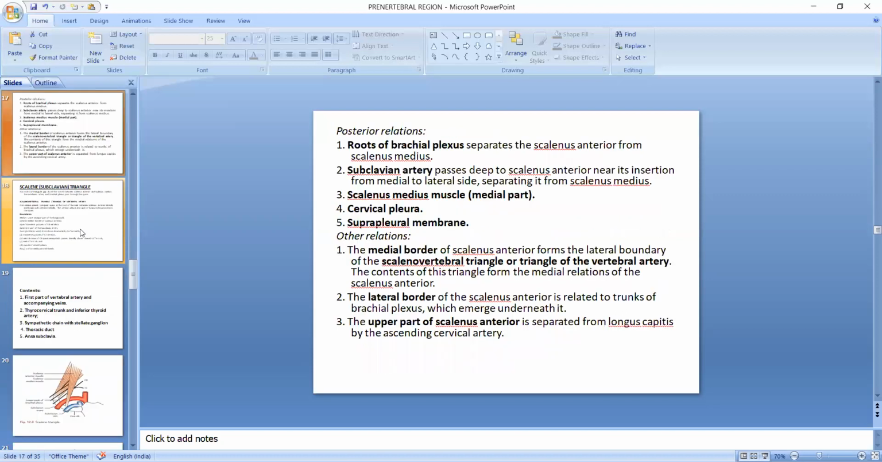Posterior relations: the roots of the brachial plexus, subclavian artery, scalenus medius muscle, cervical pleura and suprapleural membrane. Other relations: the medial border of scalenus anterior forms the lateral boundary of the scalenovertebral triangle, or triangle of the vertebral artery. The lateral border of scalenus anterior is related to the trunks of the brachial plexus, and the upper part of scalenus anterior is separated from longus capitis by the ascending cervical artery.